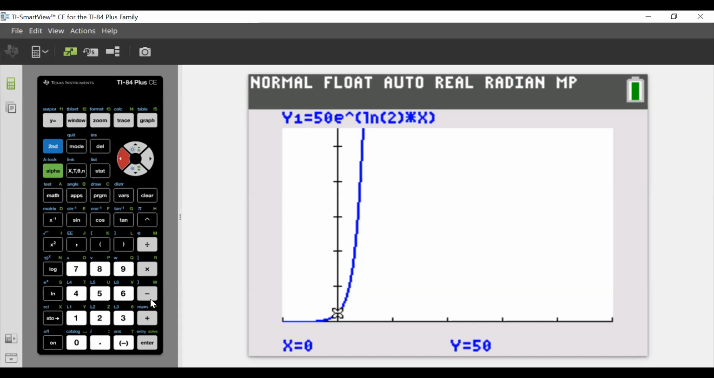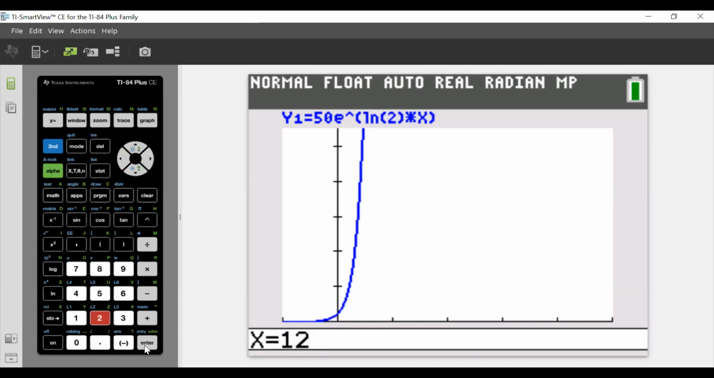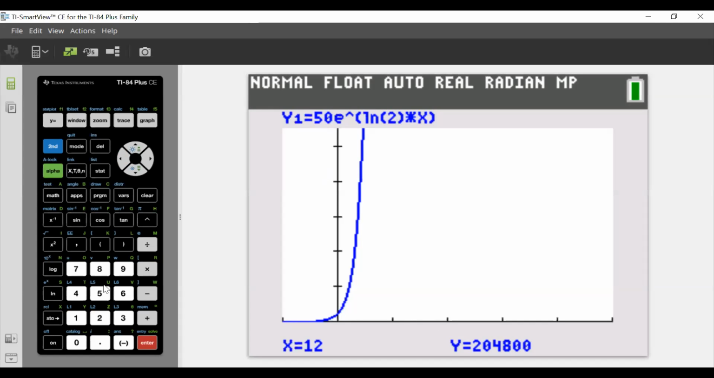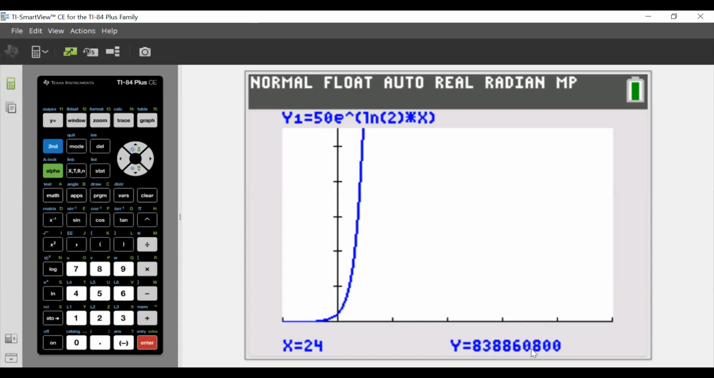So let's say we want to look at 12 hours. Once we have it in this trace mode, we can just type 12, hit enter, and it tells us at 12 hours, those 50 initial, I think they were bacteria, are now at 204,800. So it's grown quite substantially there. Now what about 24 hours? We just type 24, and we get 838,860,800. So it's exponentially just grown huge. And those features of our calculator are going to help us do this.